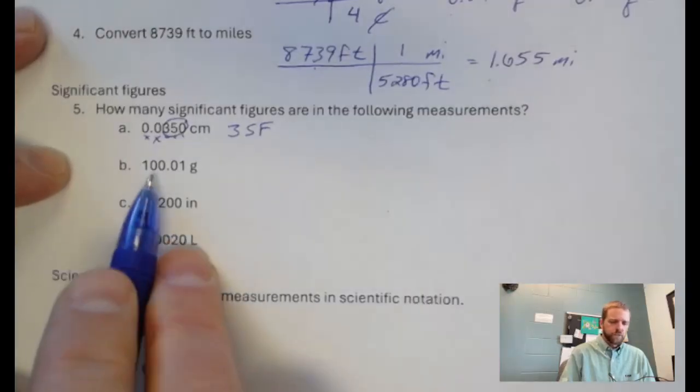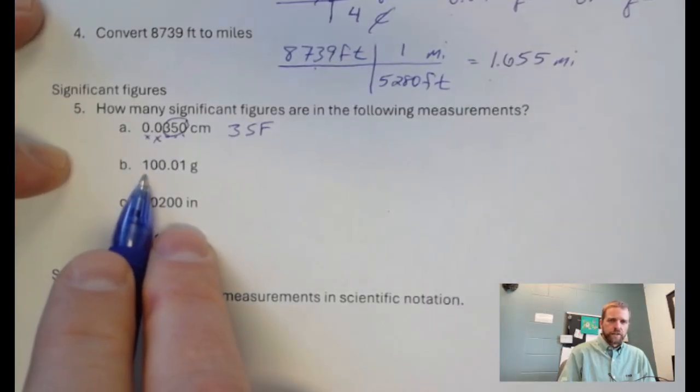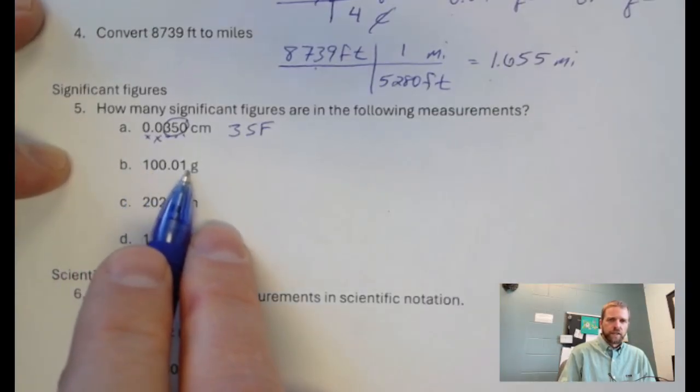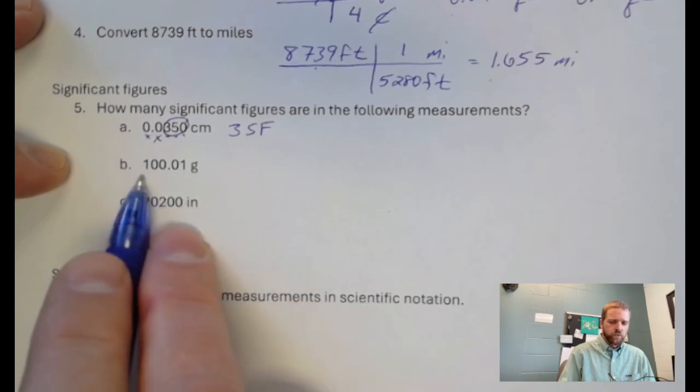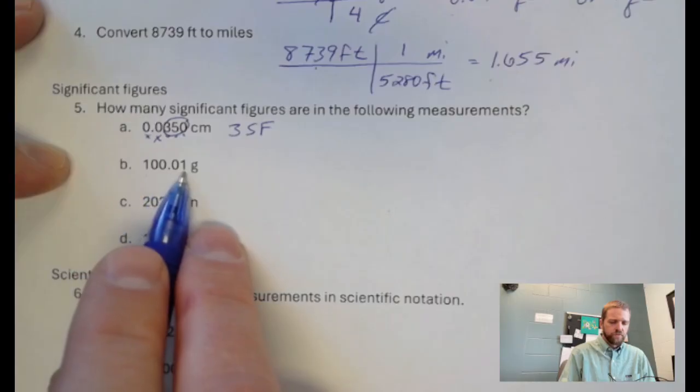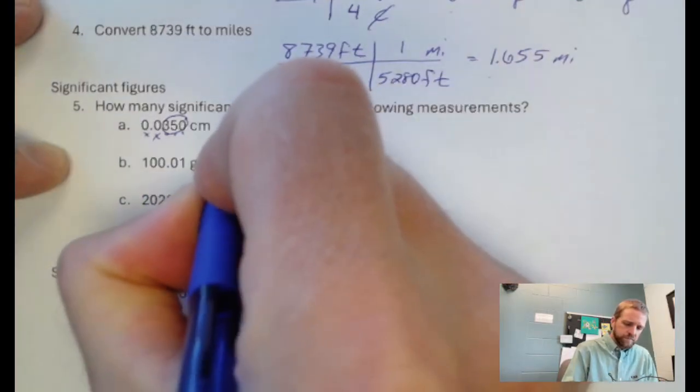Okay. The next one, I have a 1 at the beginning of the number and a 1 at the end of the number. So everything in between has to be significant. So I have 1, 2, 3, 4, 5 significant figures.